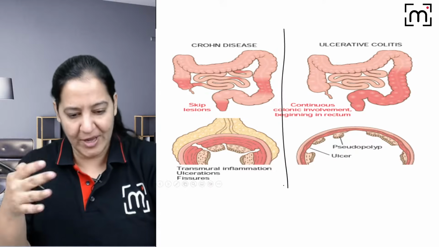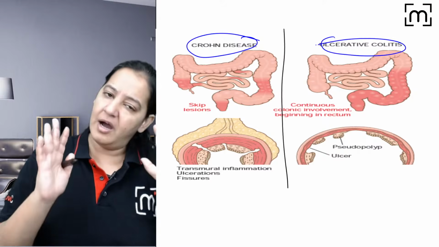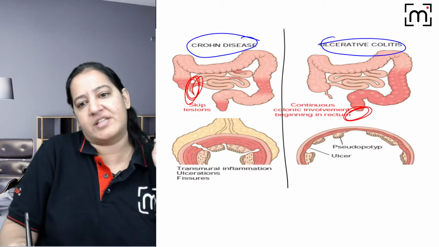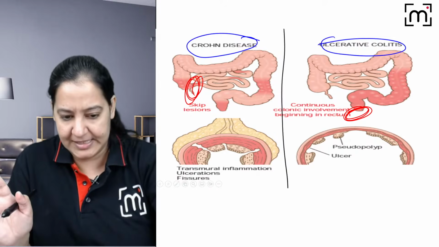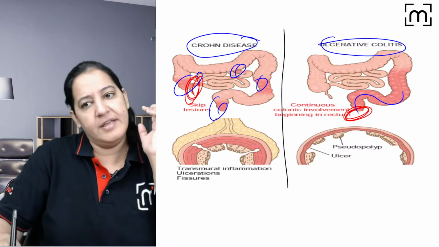So see, I'm going to explain you something here. Can you see, this is CD, this is UC. Everyone knows this point now. It is starting with the terminal ileum, and it is starting with the rectum. I guess everyone knows it. And here skip areas are there, and here continuous involvement is there. This everyone knows.